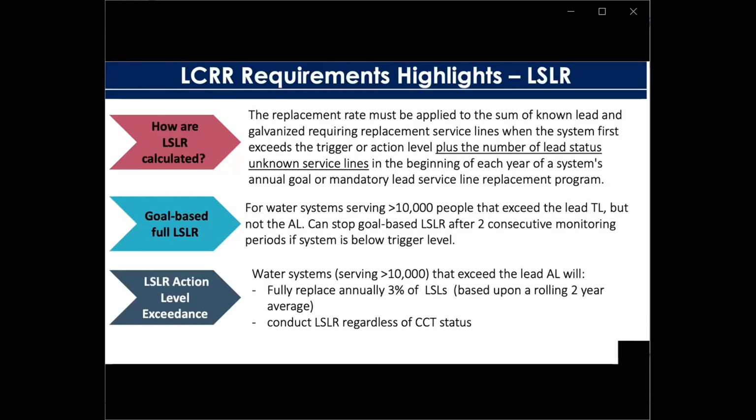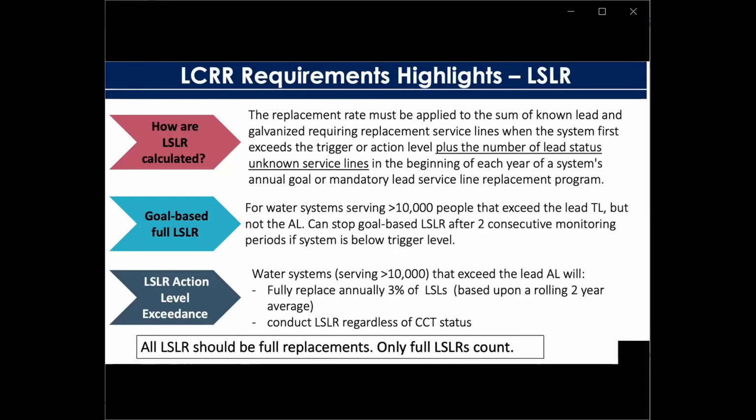Water systems that exceed the action level must conduct mandatory full lead service line replacement at an average annual rate of at least 3% calculated on a 2-year rolling basis. Only full lead service line replacement counts towards a water system's mandatory replacement rate.